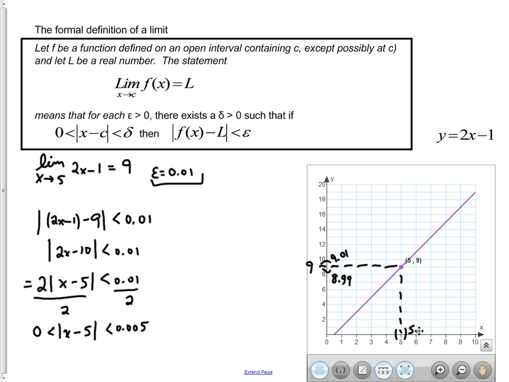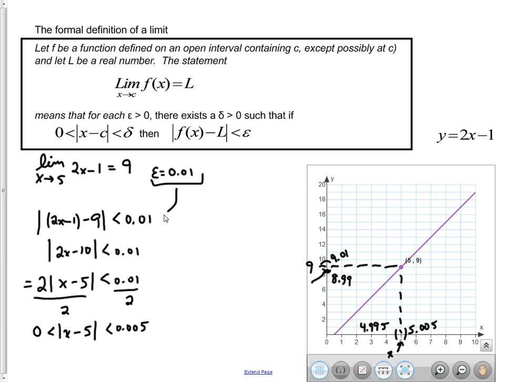So 5.005 here and 4.995 here. And we're saying that as long as we pick an x that is somewhere within this interval, although not exactly at x equals 5, we're going to get a y value somewhere between these two y values here, right? So in fact, this does verify with our formal definition of the limit that as x approaches 5, as long as we're within 0.005, at least in this case, y will be within 0.01.